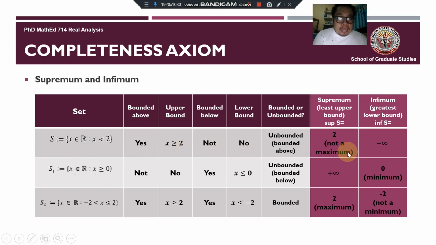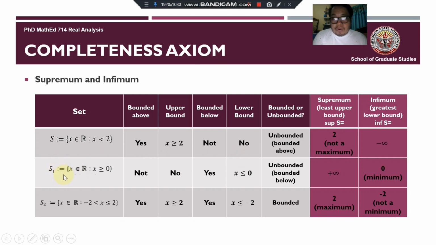So why is 2 not considered a maximum? When we say maximum, it should be included as one of the elements of the given set. Since we have this restriction or criterion that x is only less than 2, it is not considered a maximum. It is only a supremum of S, as the least upper bound.